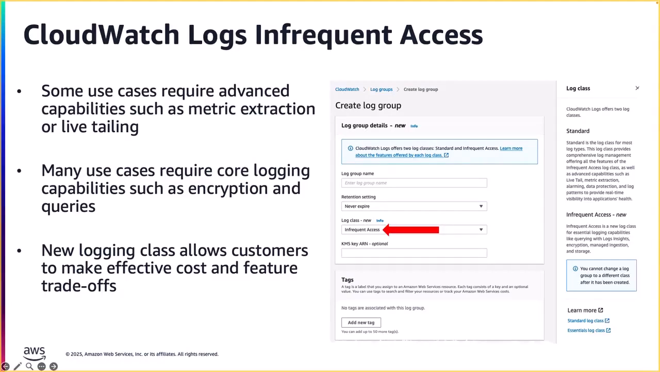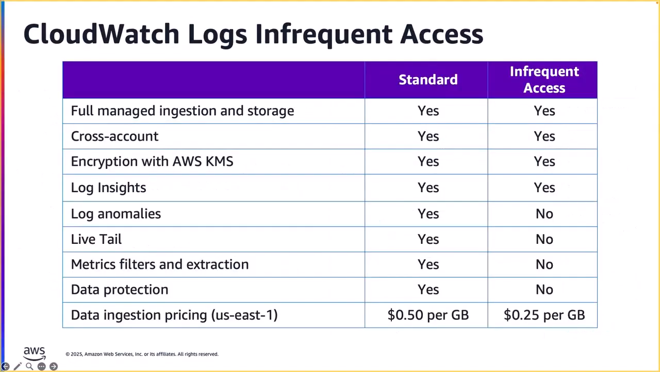Now you have the ability to pick between standard or infrequent access, while the majority of your use cases would involve your ops where you might need standard log classes. There are some that might only be required for core logging. So this new log class enables customers to make effective cost feature trade-offs.